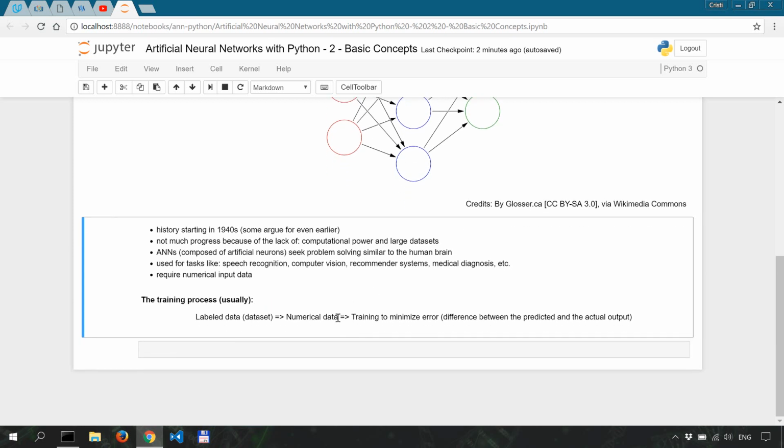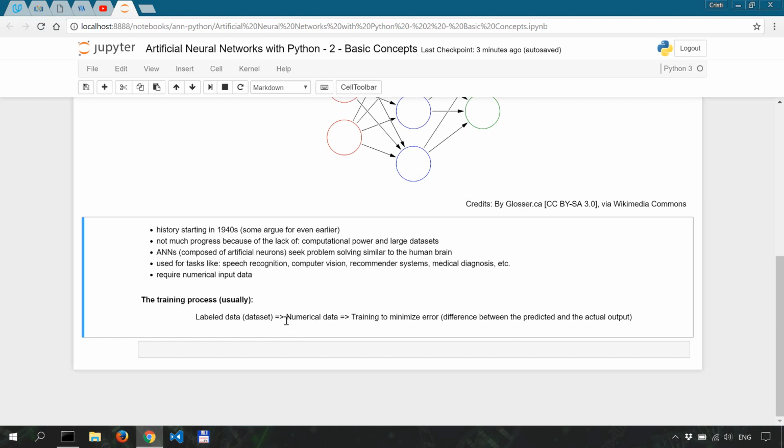Now, the data that's going to go in for these tasks can be different in terms of its type. So you could have text data, imaging data, voice data, and so on and so forth. But ultimately, it has to be numerical before feeding it to the neural network. So this involves some kind of pre-processing.